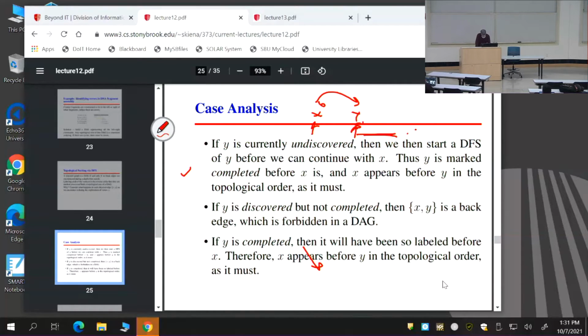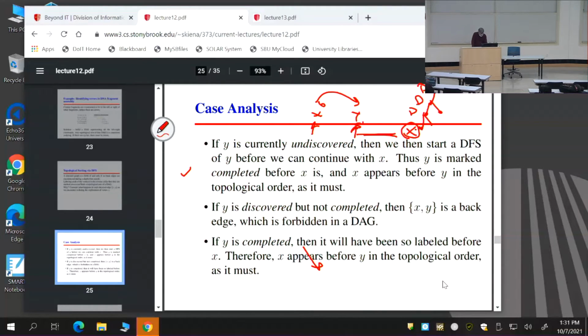What if we had an edge, xy, where y was discovered but not yet completed? Remember how things proceed in a depth first search. Originally things are undiscovered. Then we mark it discovered but not completed. When we discover something else, discovered, discovered. It's only after we have finished working out all of its stuff that we mark a vertex completed.